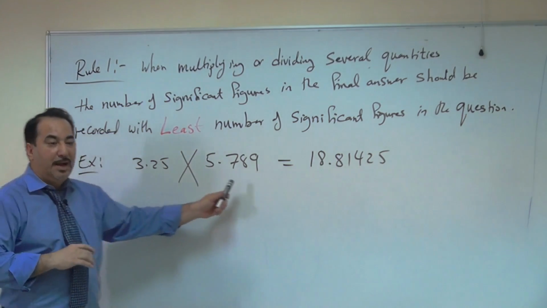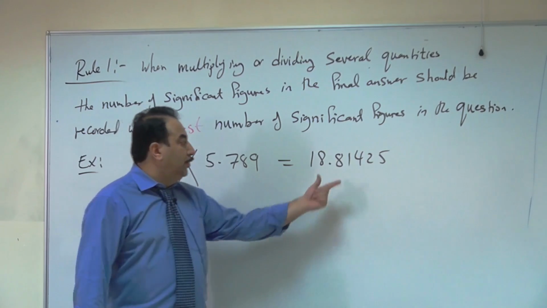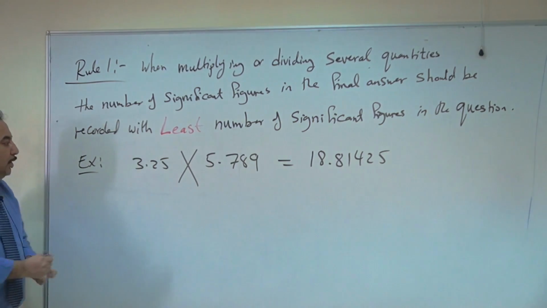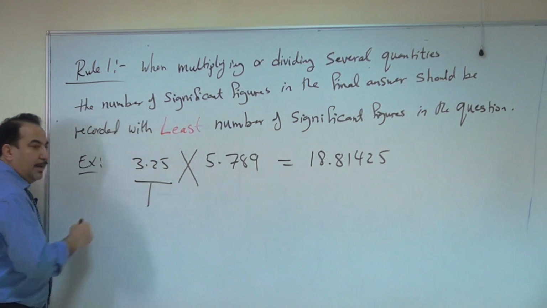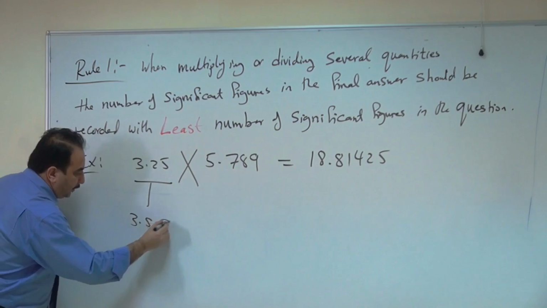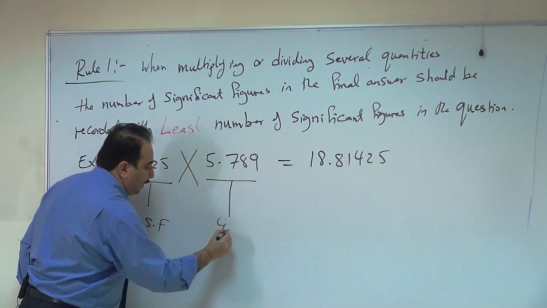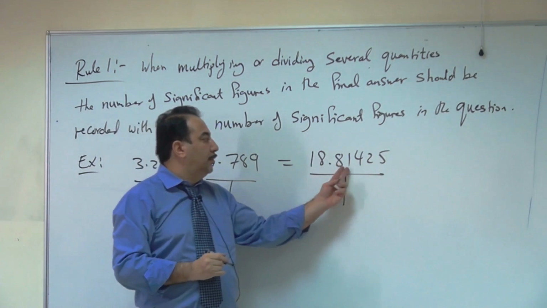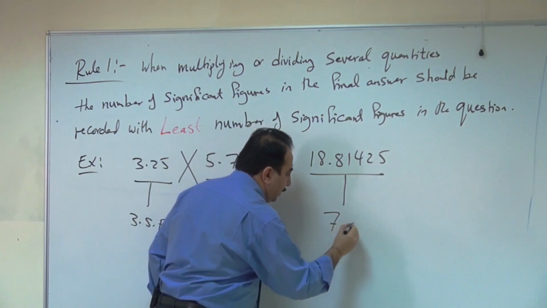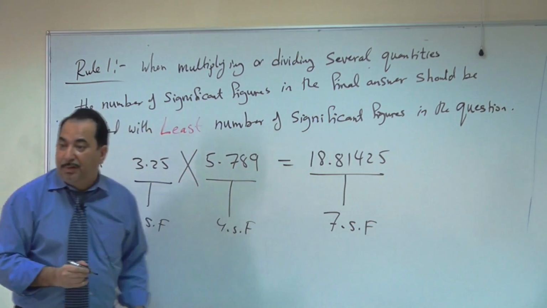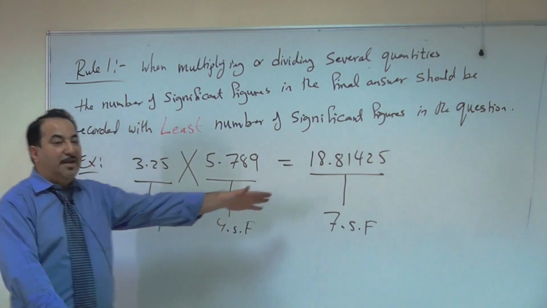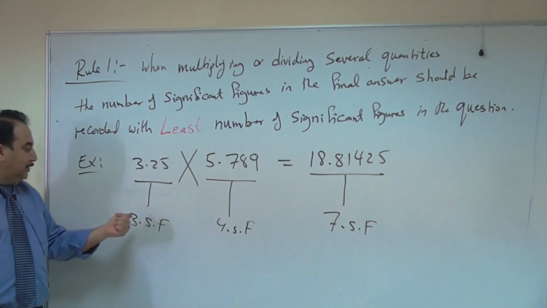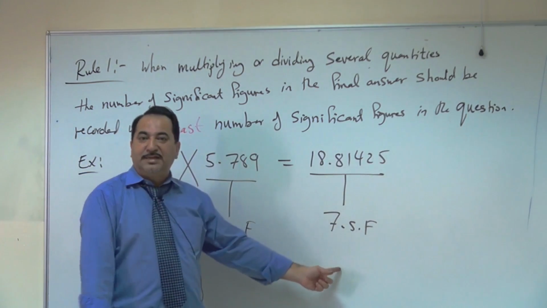All right? Now, what does this rule say? It says when you multiply numbers or divide numbers, your final answer should take the least number of significant figures in the question itself. How many significant figures do I have here? 3 significant figures. Here? 4 significant figures. At the moment, the answer, how many does it have? 7. Is this allowed? No. Why is it not allowed? Because you're saying that I have an answer more accurate than the question itself. The question has 3 and 4, and you say 7.